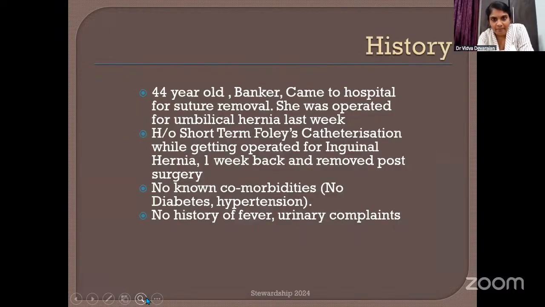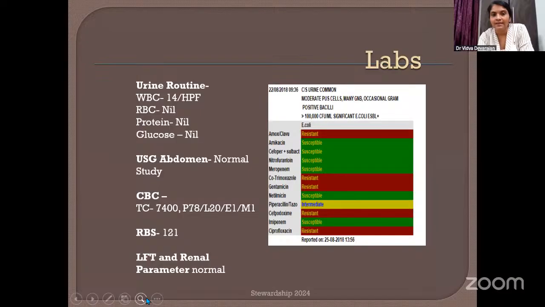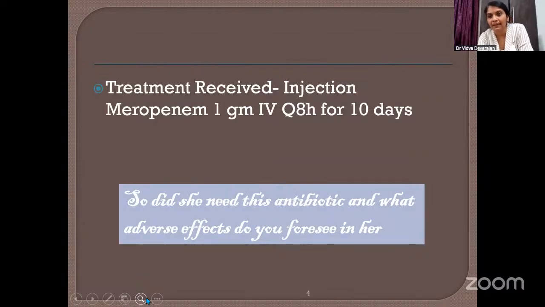So this is another patient. The same patient, say he gets discharged, comes back for suture removal, short-term Foley's, and otherwise the examination is good. Somebody does a urine routine on him and finds 14 pus cells and then does a urine culture. Do you have this organism growing? Do you treat? Ignore. Remember, this is asymptomatic bacteriuria. This patient unnecessarily received meropenem.